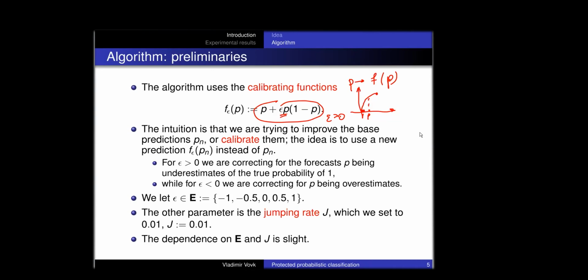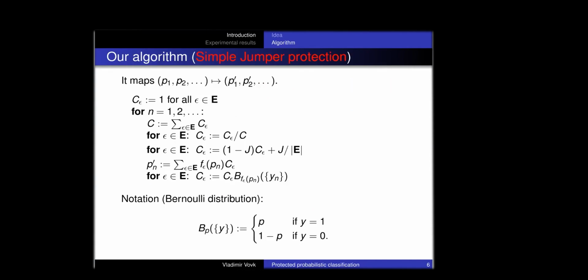This method adapts to a good epsilon. So here what we do, we don't know what a good epsilon is, so we let epsilon range over some small set of possible epsilons. Here 0 means no calibration at all, -1 is a very strong correction for overestimates, and 1 is a very strong correction for underestimates. And we have another parameter which is called jumping rate. Okay, so this is what the algorithm looks like.